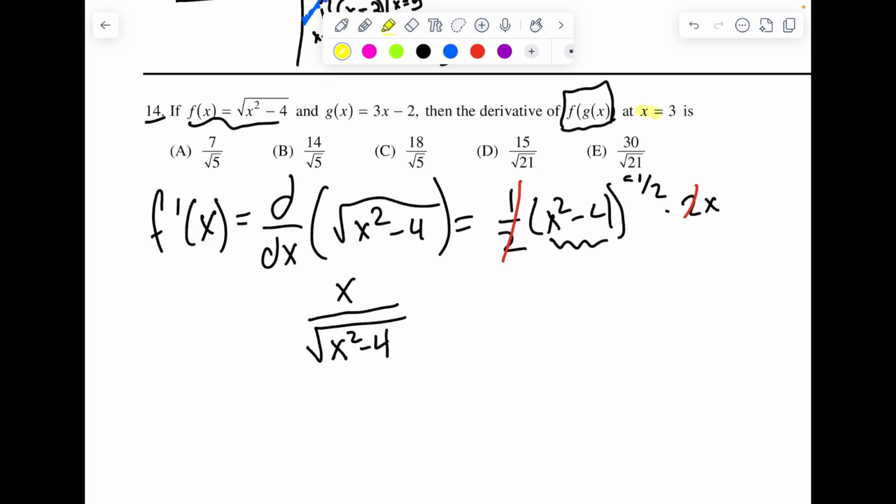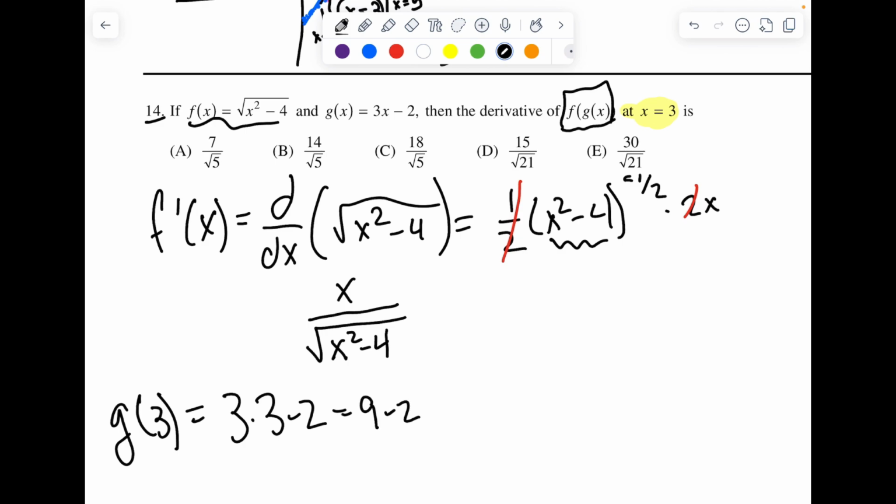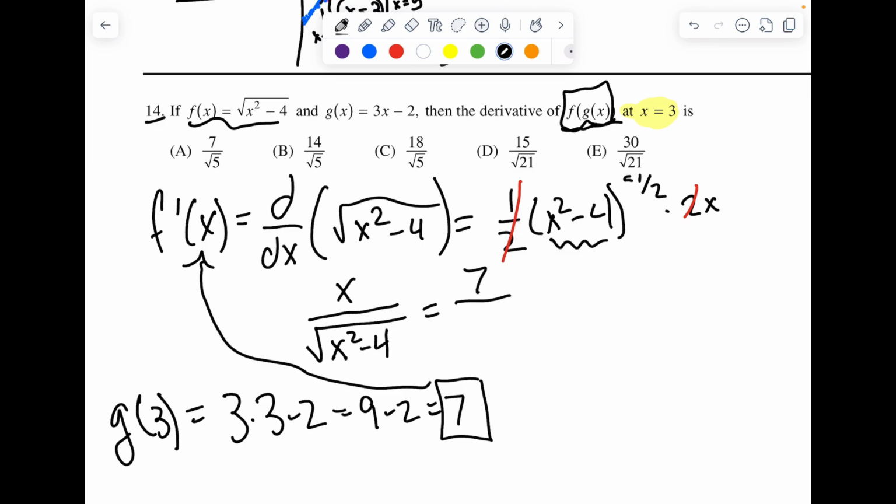So because I'm trying to find this at x equals 3, I'm going to take g of 3 right now. That's going to equal 3 times 3 minus 2. This is equal to 9 minus 2. This will equal 7. So what I'm essentially doing is, because I'm trying to find the composite derivative, I'm just going to take f prime of 7 right now. This is going to give us 7 over the square root of 49 minus 4. So our final answer right here is going to be 7 over the square root of 45.